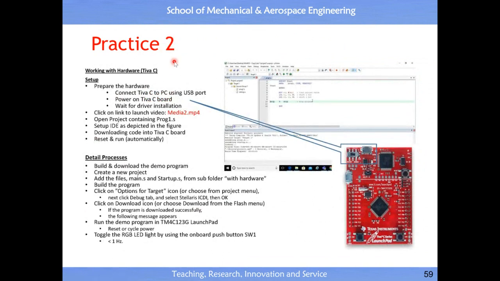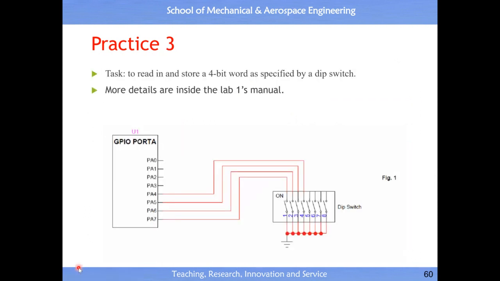For practice 2, this is why you must go to the lab. This is just for you to see: you develop your program, then you download your program into the hardware, etc. But the good news is we have another video showing you how to do it. So you should not worry; you are basically guided by all the learning material.